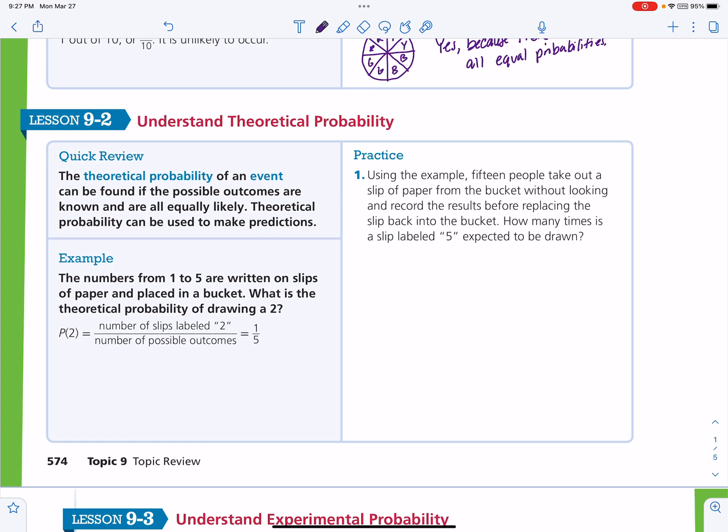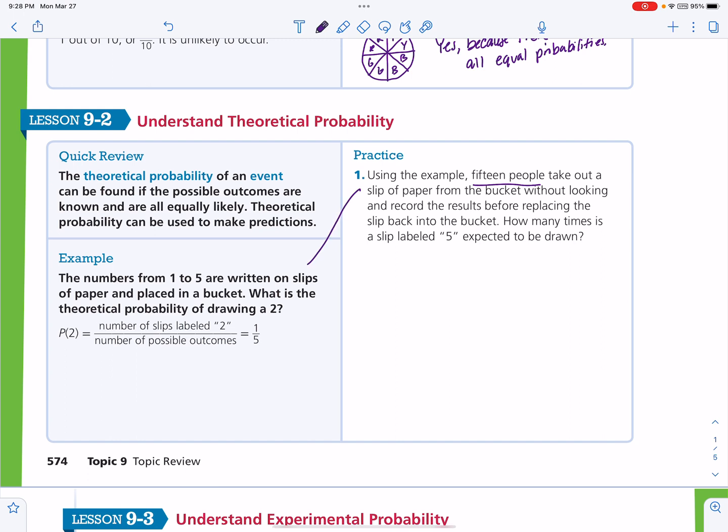All right, lesson 9-2. This is about understanding theoretical probability. Remember, theoretical is what should happen. So using the example, 15 people take out a slip of paper from a bucket without looking. They record their results before placing the slip back in. How many times is a slip labeled 5 expected to be drawn?